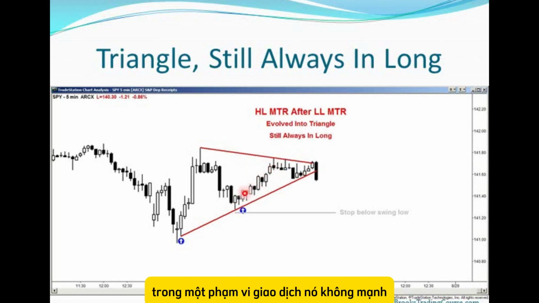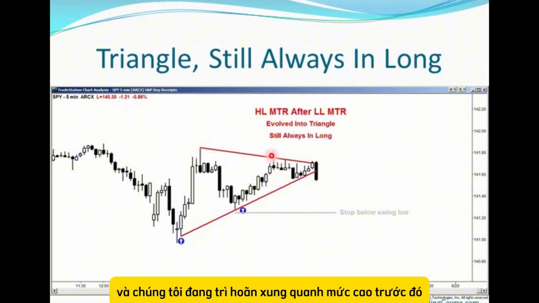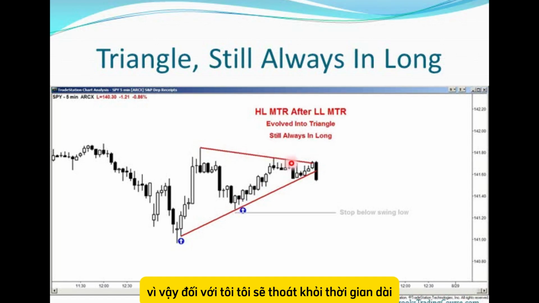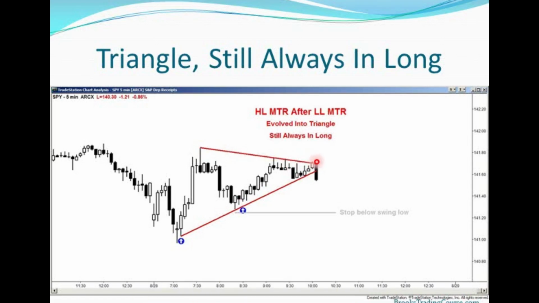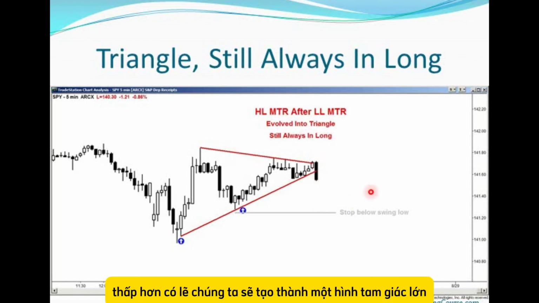It's not strong, it's not consecutive big bull trend bars. It's alternating bull and bear bars with pullbacks along the way and small bodies, and we're stalling out around the prior high. So for me, I would get out of longs. It's not strong enough for me to short, but I would get out of longs and look to buy again lower. Maybe we'll form a large triangle.